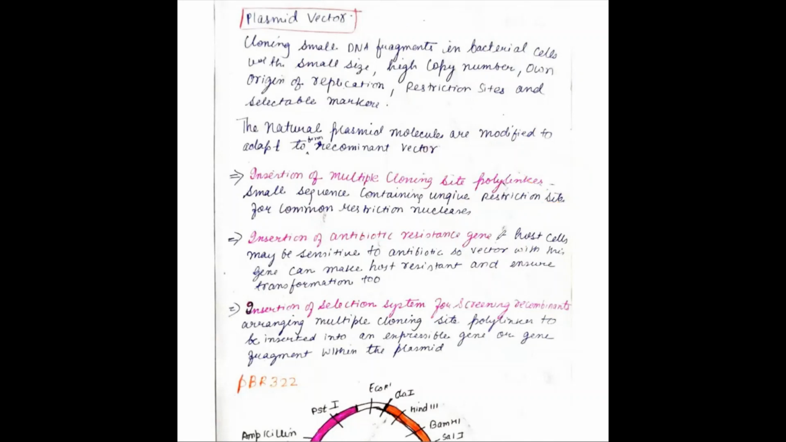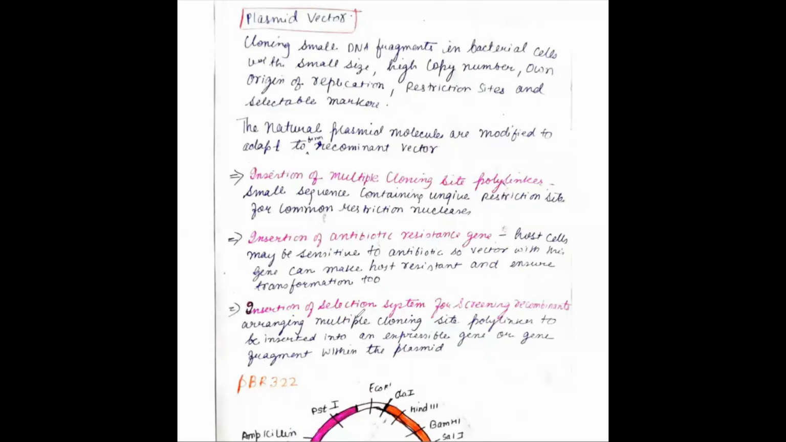Now, the antibiotic resistance gene. See, a few host cells are sensitive to antibiotics. So whenever you're making a particular vector, you should be very clear about the resistance gene that you are placing with it. And when you place the resistance gene, it also acts as a selectable marker. We will get to know it later.